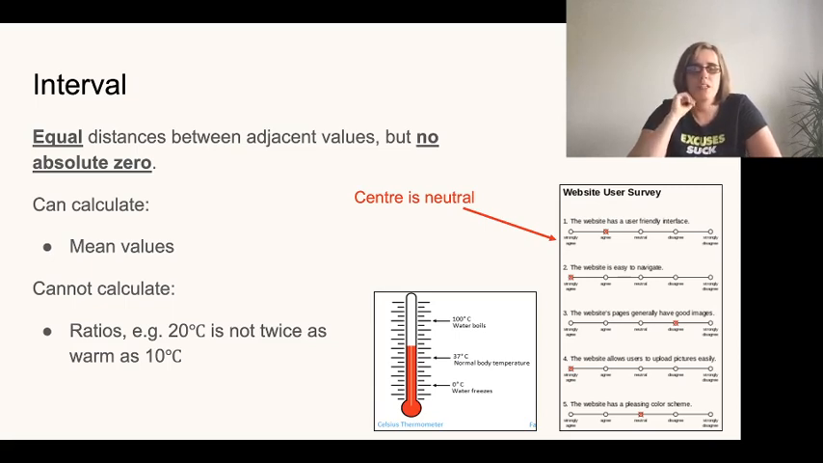If you take the example of a survey, I have equal distance between these responses, right? But I don't have a true zero. That is termed as being neutral. So I can calculate mean values, but if you think of temperature, I can't say that 20 degrees is twice as warm as 10 degrees because there's no absolute zero temperature. Celsius temperature is a construct. It's not the true basis of temperature. So equal distances between them, but no absolute zero.